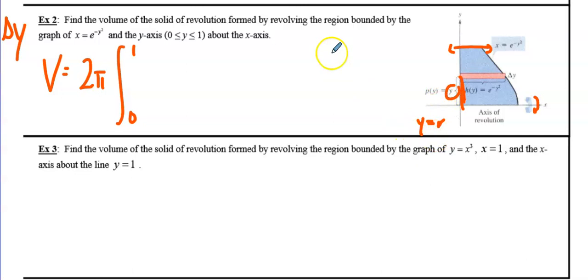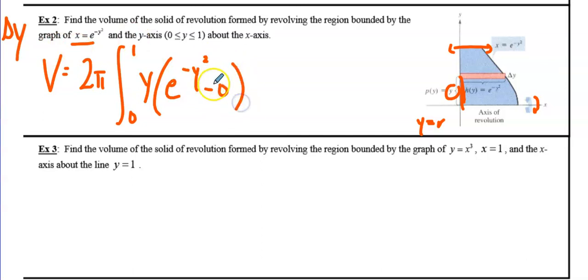So y equals the radius. Well, in our area, it's just going to be 2 pi r times height times delta y. So that's going to be our y. Our height is going to be our right bound function minus our left bound function. And it's very convenient for us that they've already given this to us in terms of y. So our right function is going to be e to the negative y squared, and then our left function is going to be minus 0. And again, you don't have to put the minus 0 in there if you don't need to.